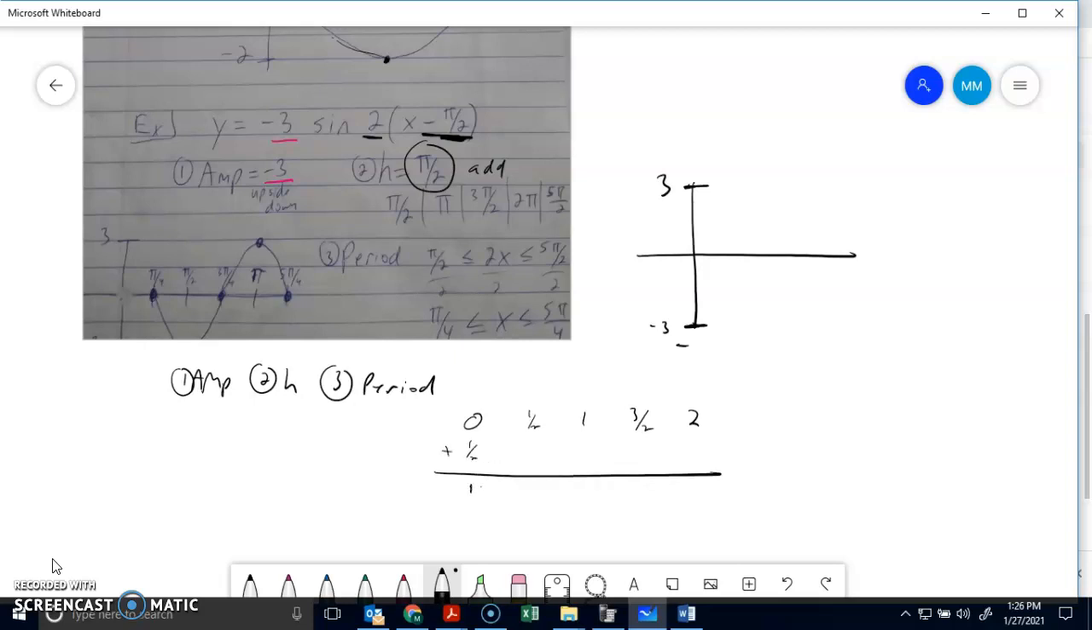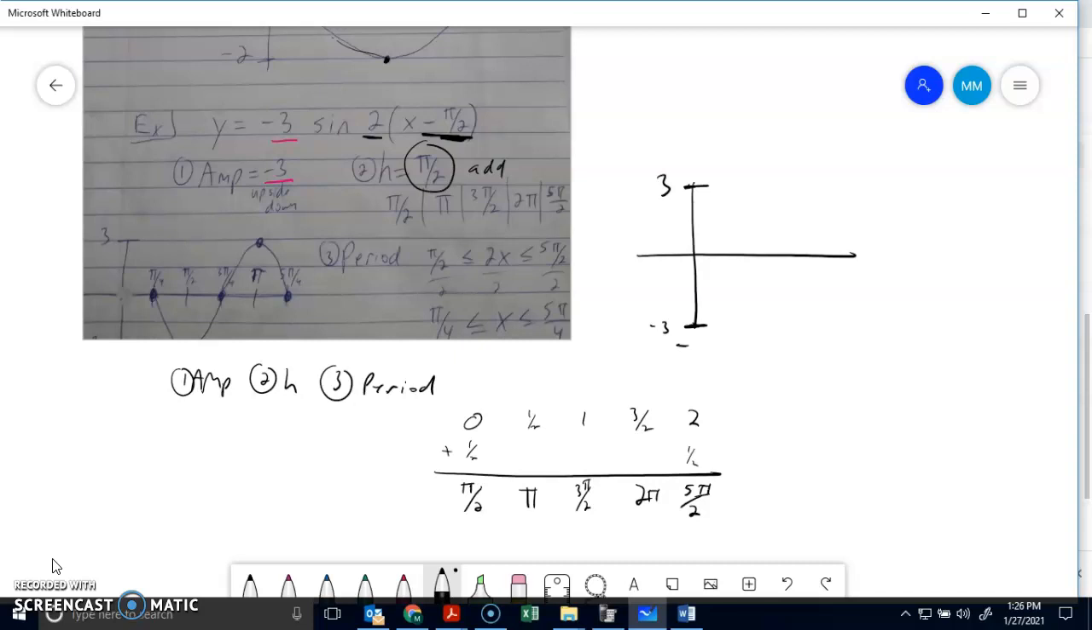So let's add 1/2. So that's 1/2. Add a half there is 1. That's 3/2. That's 2. And then 2 plus a half is 2.5, which is 5/2. And then I'm going to put my pi back in: 1/2 pi, 1 pi, 3 pi/2, 2 pi, 5 pi/2.